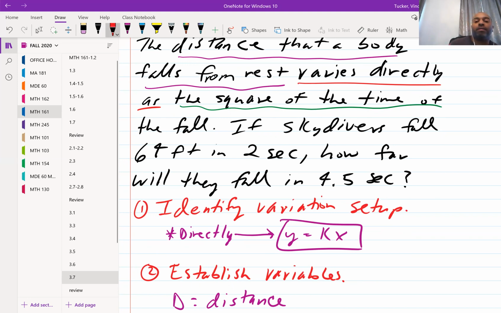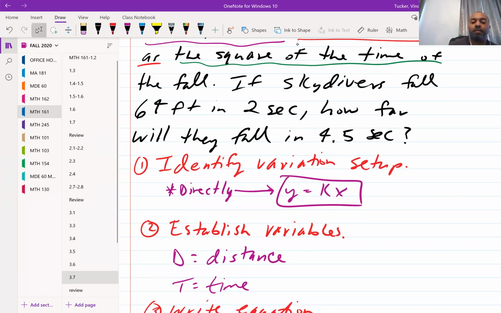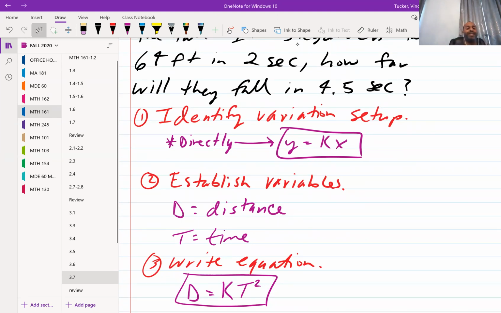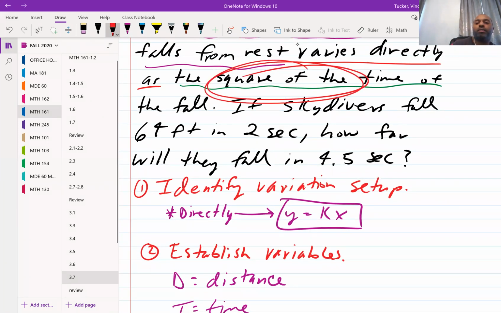And then we see that time is what comes after varies directly, so I use T for time. Okay, so varies directly is our phrasing. What comes before varies is our first variable. What comes after directly is our second variable. And so we write down the equation using D and T instead of X and Y. So we have D equal to K times T squared. Also notice that it says the square of the time. So that's why we have T squared.